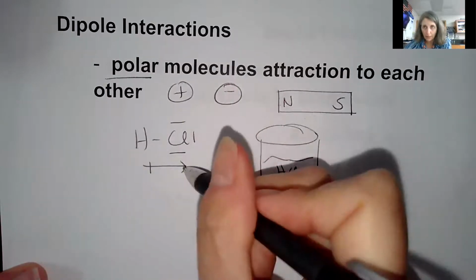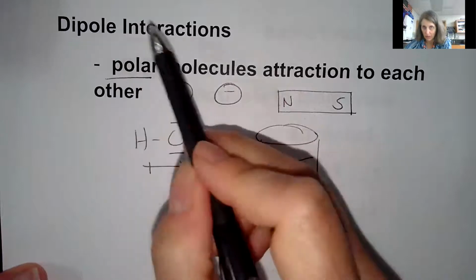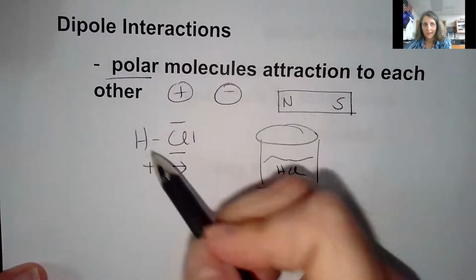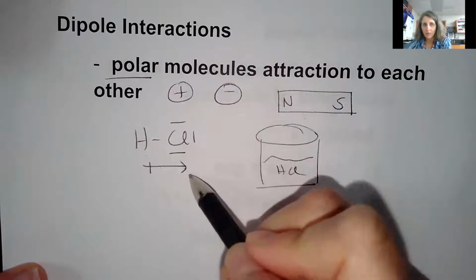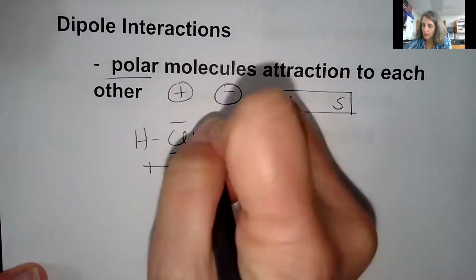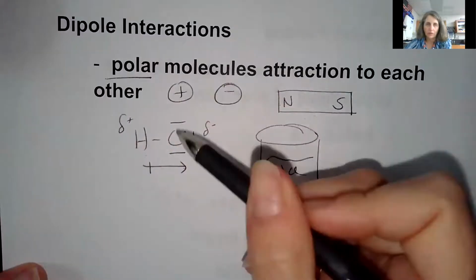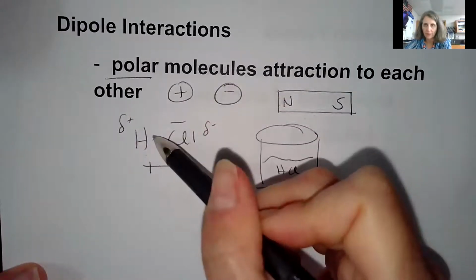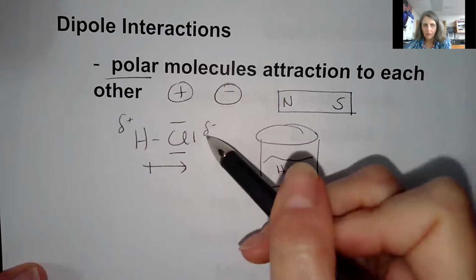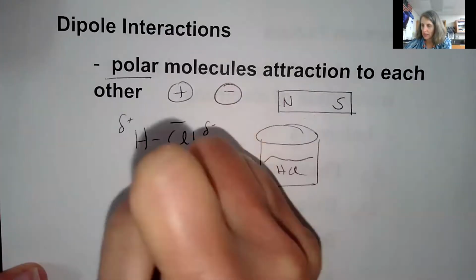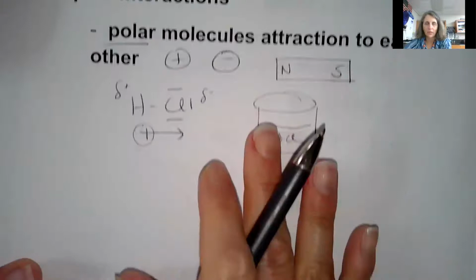Anytime I can draw a dipole arrow, it means I have a dipole interaction. Remember, the dipole is always pointing towards the one that is more electronegative. So that means chlorine is slightly negative and hydrogen is slightly positive. You don't need to know that these are lowercase deltas. They're just partial charges. And remember, this is a plus sign on the dipole arrow.